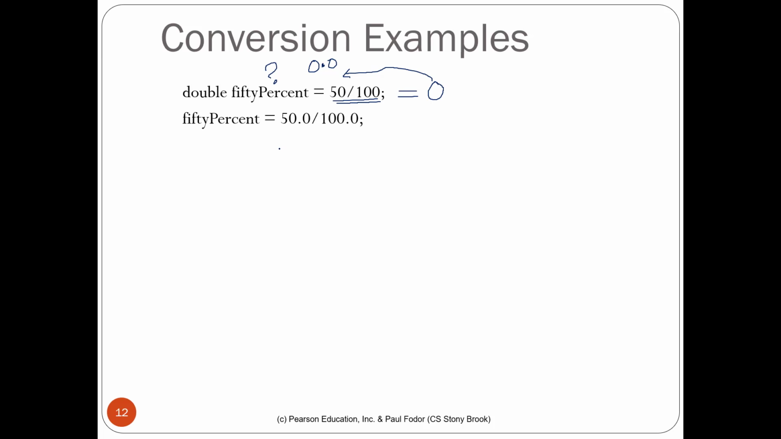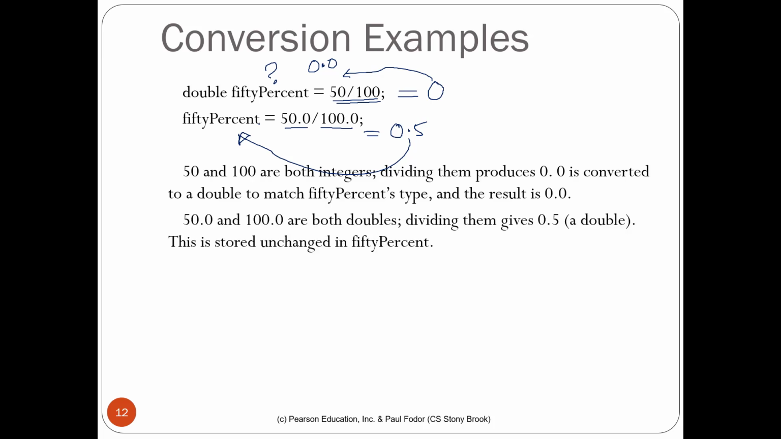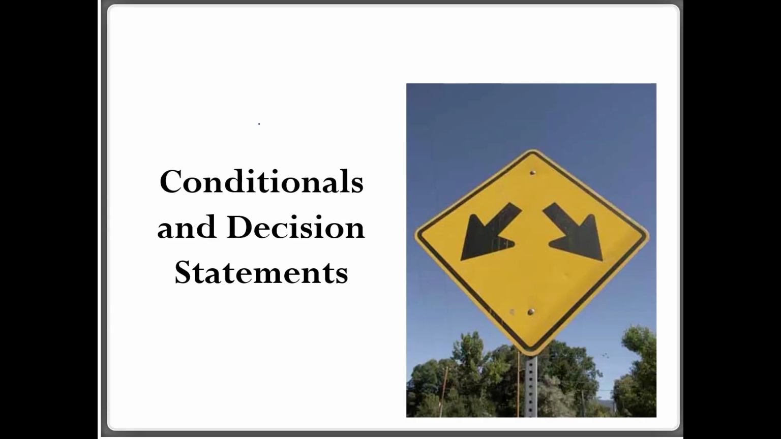How about the second case? In the second case, you have double in the numerator, double in the denominator, so the result would be 0.5. And 0.5 is assigned to 50%. That's what you wanted probably. Yeah, so we have this explanation which you can go over.